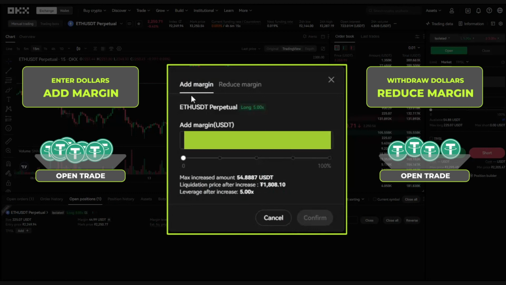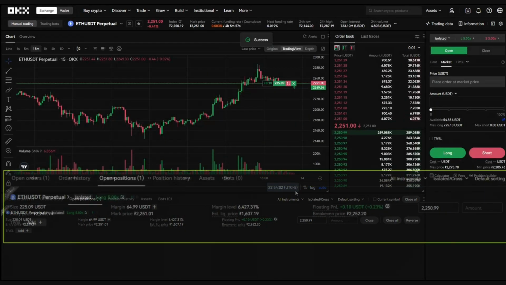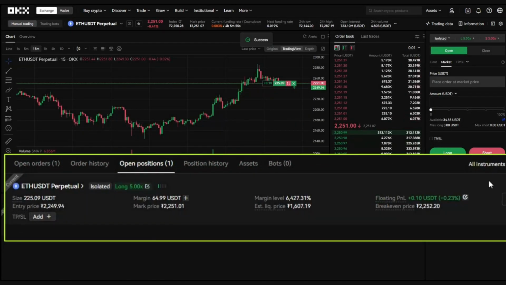I'm going to add another $20. The trade's values are reconfigured below. And look, the liquidation price automatically drops. Here you find the profits or losses you have in the open trade.